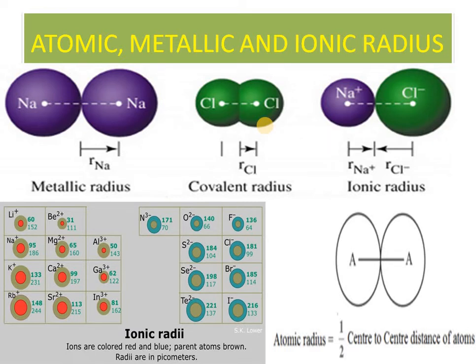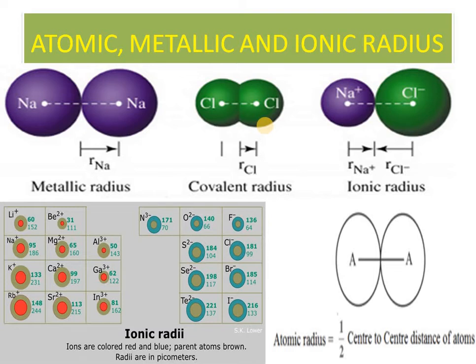Similarly, if chlorine is the molecule Cl2, this is a non-polar covalent bond, there would be sharing, there would be overlapping of atomic orbitals. So the center to center distance divided by 2 will give the covalent radius. And similarly, if there is an ionic bond, you know the cation is smaller than the anion, so Na plus is smaller, Cl negative is larger. The center distance between the two ions, cation and anion, divided by 2, will give the ionic radius.